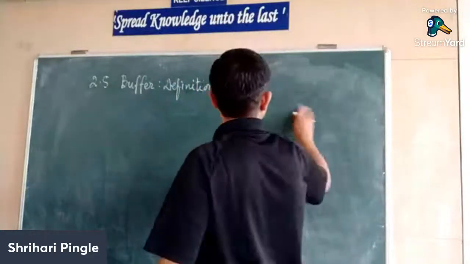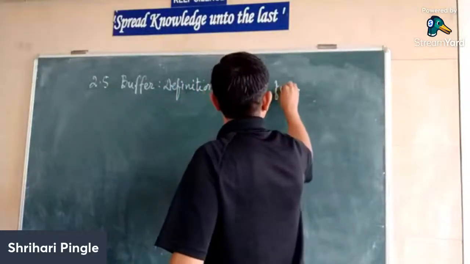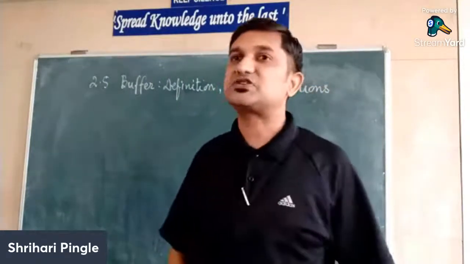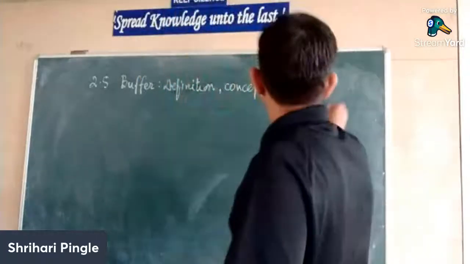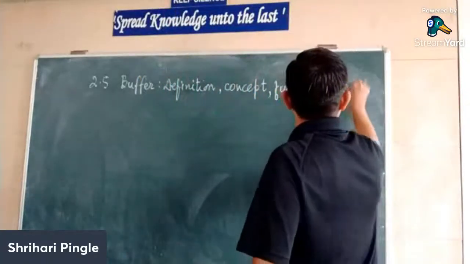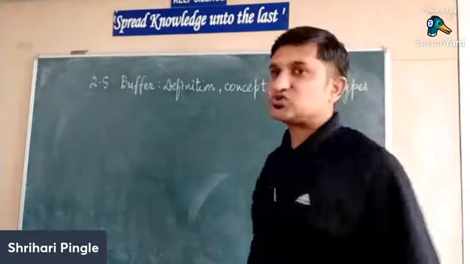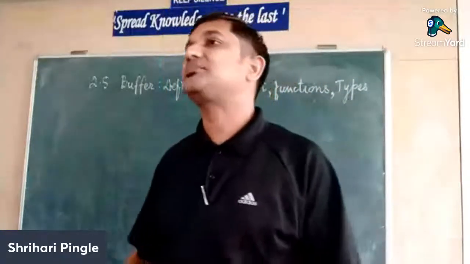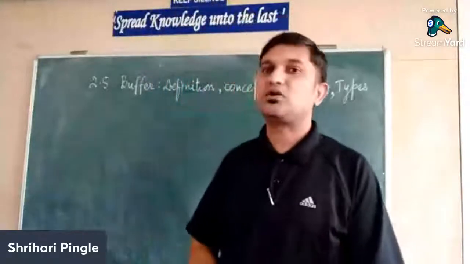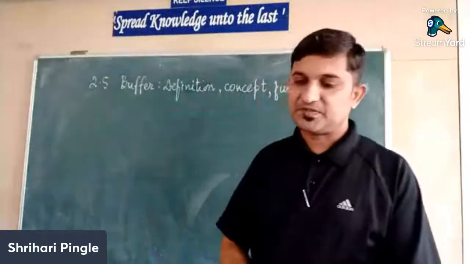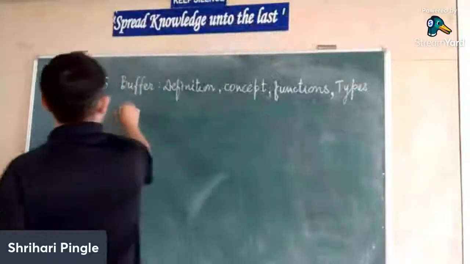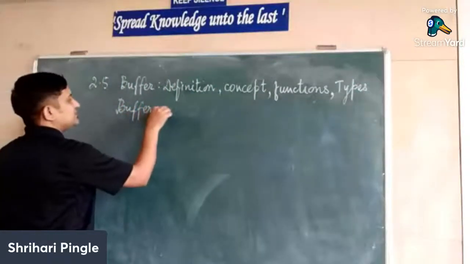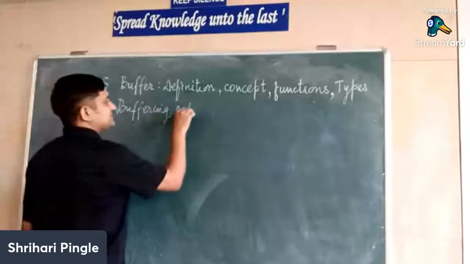Then we'll see what happens when you use buffers. What are the functions of these buffers? Then we'll also talk about different types of buffers. There can be acidic buffers, basic buffers, neutral buffers. So we'll talk about the basic types of buffers as well. And lastly, we will talk about something called buffering capacity.